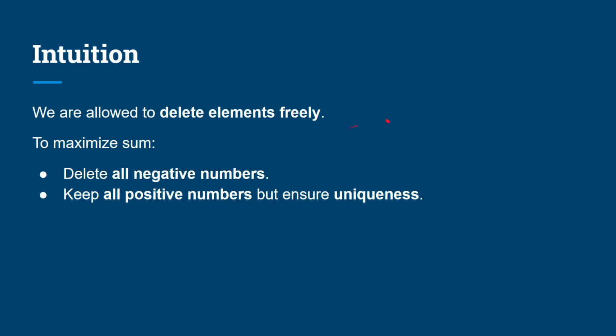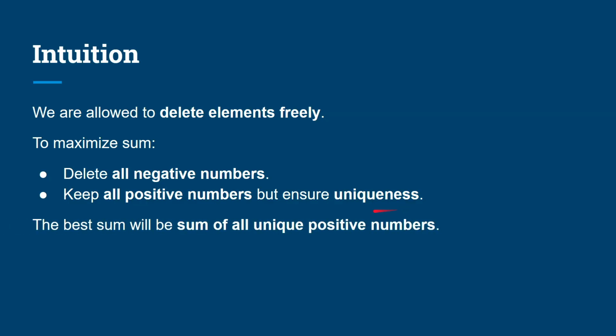Like 1, 2, 3, 4, 5, those are unique numbers. I cannot keep 1, 2, 2, 3, or 1, 2, 3, 3. No, we cannot take it like that, because we have to take all the positive numbers. That is for sure, we delete all the negative numbers to get the maximum sum. But if we keep all the positive numbers, it should be unique. So the best sum will be the sum of all the unique positive numbers, right?